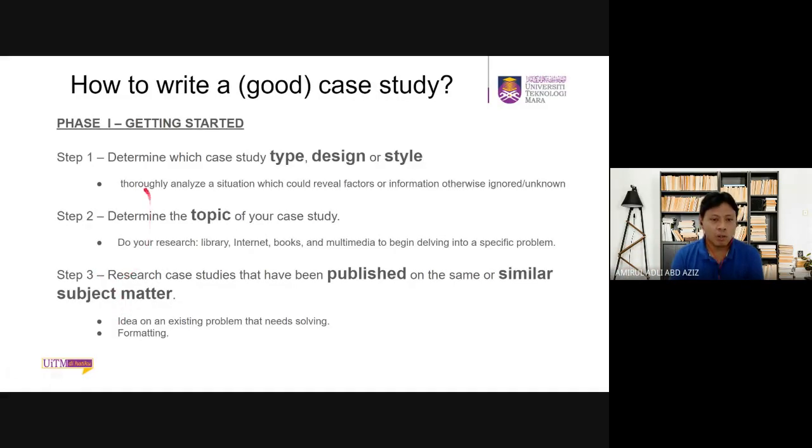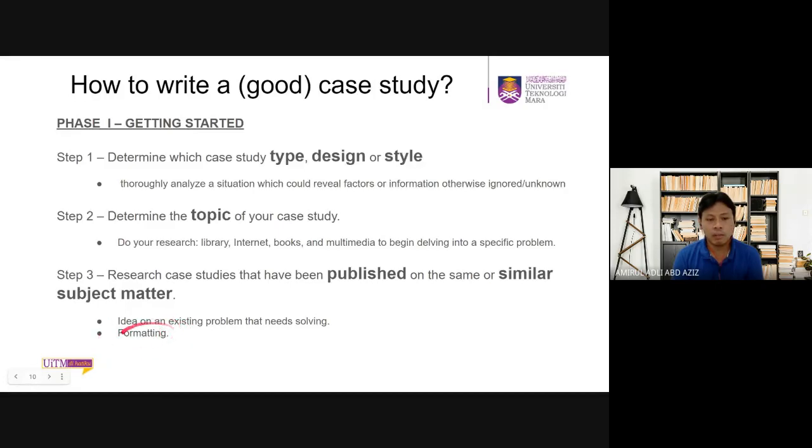And then step 3 of getting started, research case studies that have been published on the same or similar subject matter. Look for earlier case studies. How they did it, how they collected data, how they analyzed the data. Learn from them and see if you can reproduce or make it better. Not only does it give you ideas on the existing problem that needs solving, it also helps with the formatting.